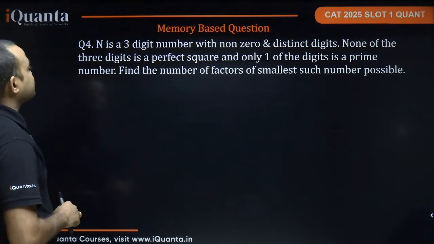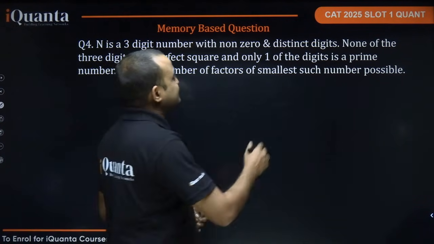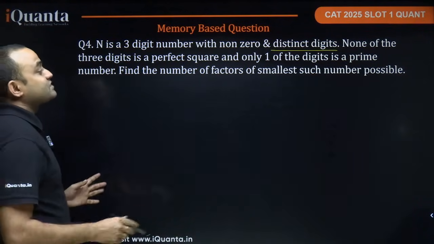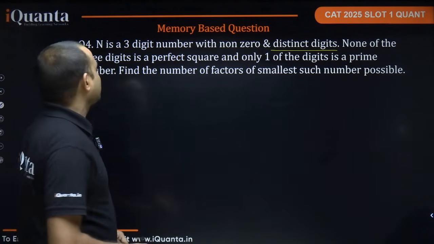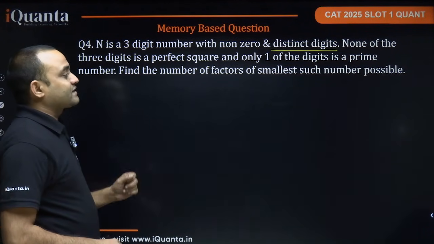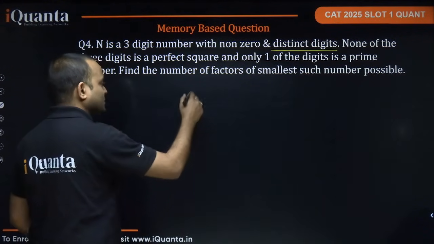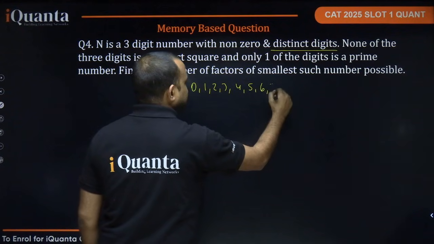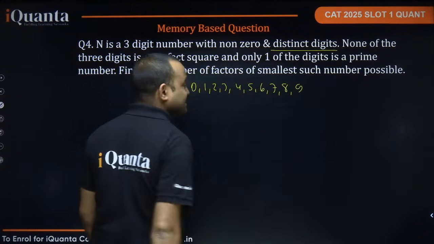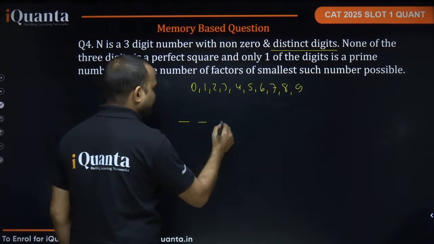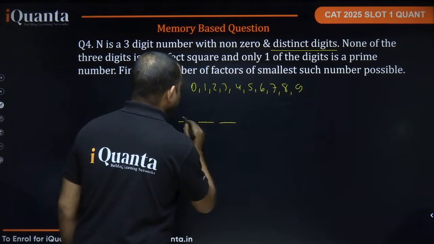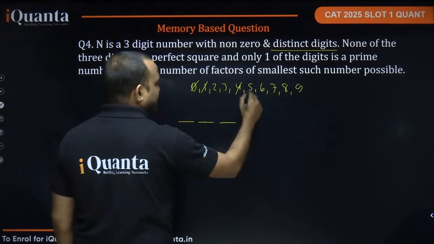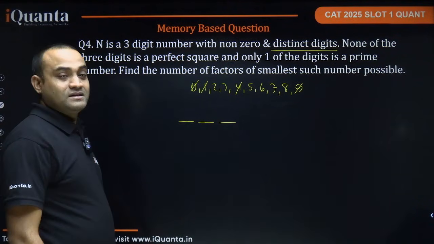Question number 4, it says n is a 3-digit number with non-zero and distinct digits. None of the 3 digits is a perfect square and only one of the digits is a prime number. Find the number of factors of the smallest such number possible. 0, 1, 2, 3, 4, 5, 6, 7, 8, 9. These are the single digits that we can fill in this 3-digit number, right? Now it says non-zero. So remove the 0, and all the perfect square digits. Remove 1, 4, 9, smallest such number.